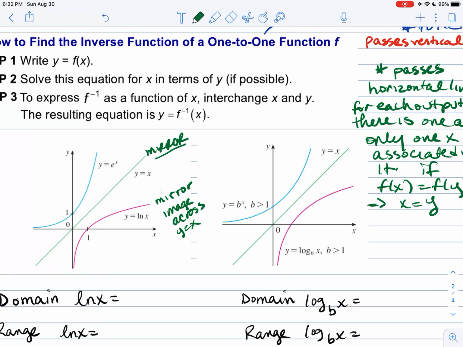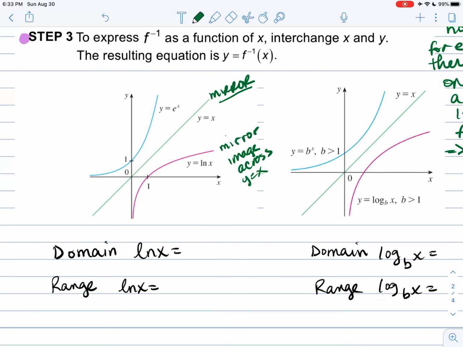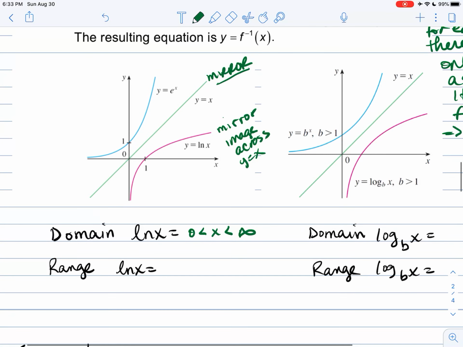And if a negative value is never in the range of e to the x, that means a negative value is never going to be in the domain of ln of x. So what is the domain of ln of x? If you see the graph, the domain is how wide your graph is, so our domain is 0 less than x less than infinity. And our range is going to be from negative infinity to positive infinity.